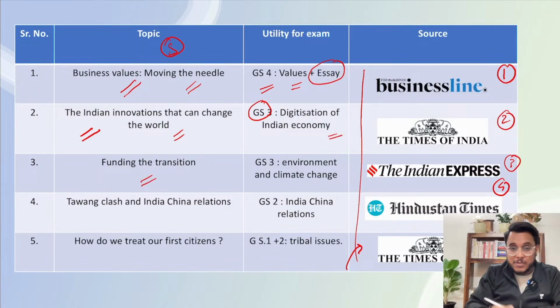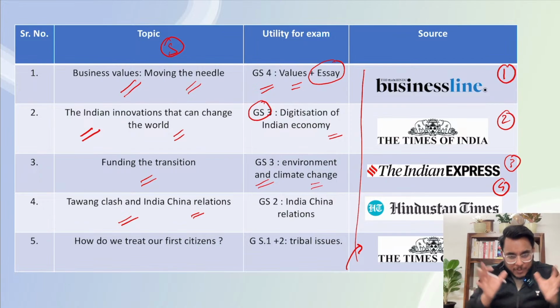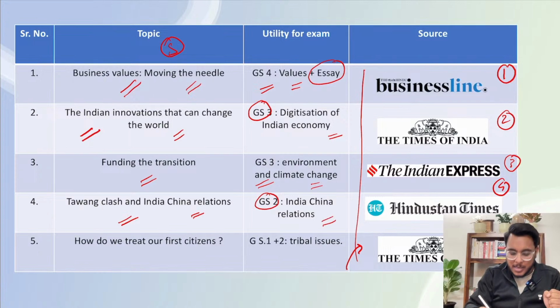Then the third article is Finding the Transition, and it is talking about the climate change transition, the financial transitions that are needed right now. This will be important for GS paper number 3, environment and climate change. Then the Tawang clash and India-China relations. Recently we have seen the confrontation between India and China in the Tawang sector in Arunachal Pradesh. With respect to that, this article will be important for GS paper number 2, India and China relations. And then, how do we treat our first citizens?